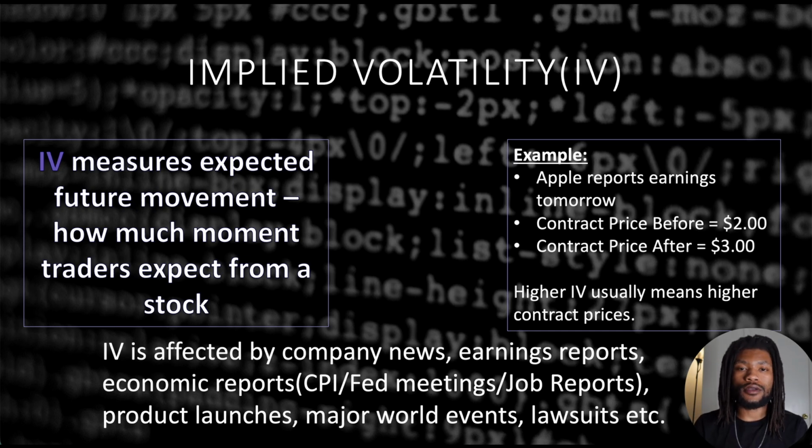if Apple reported earnings tomorrow and the contract price today before earnings is $2, then tomorrow after earnings, the contract price could easily be $3 or more. A higher IV will usually mean higher contract prices, so try to keep that in mind.